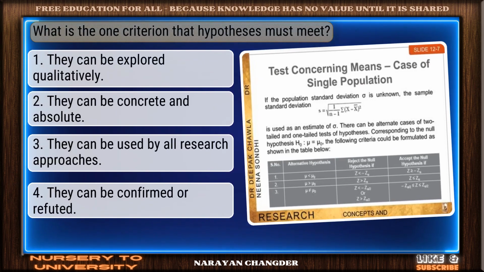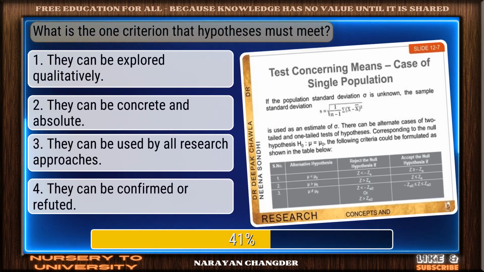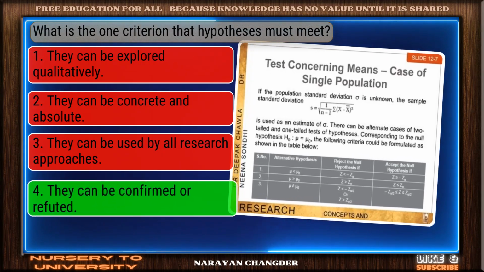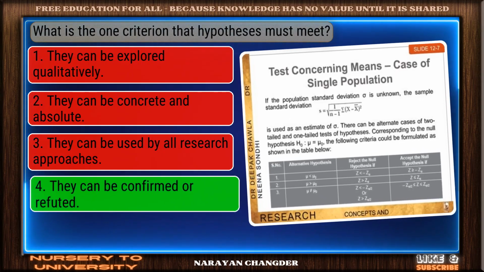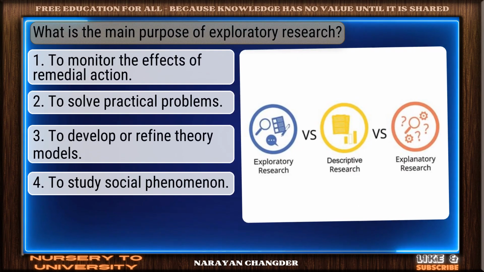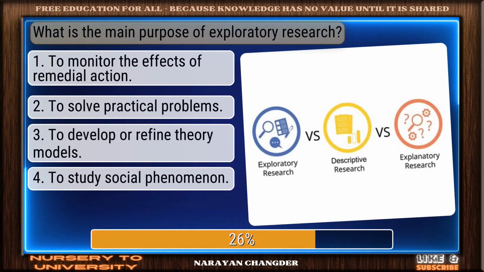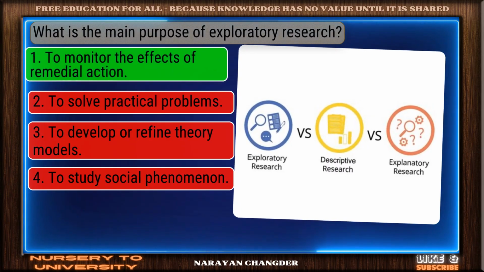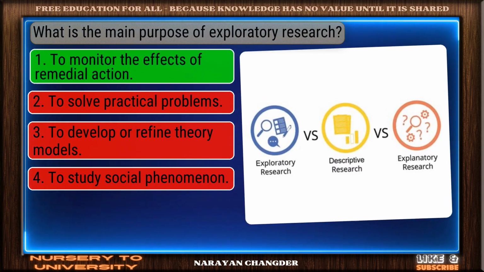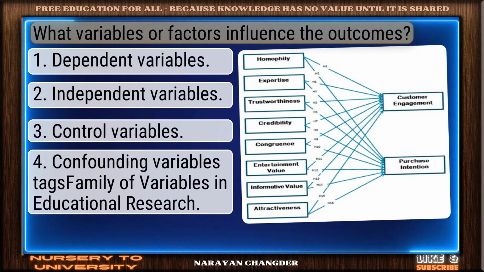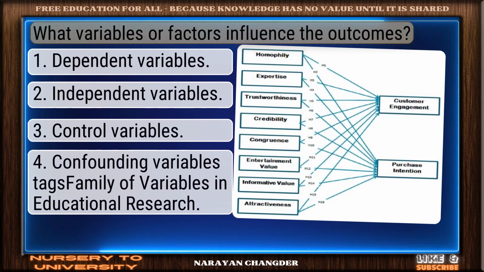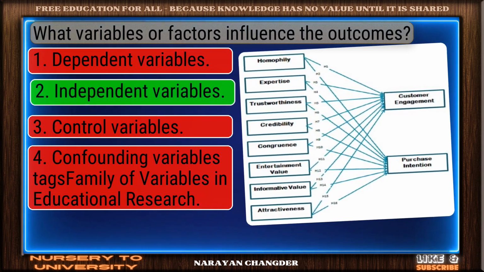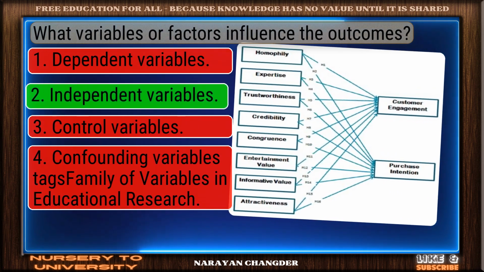What is the one criterion that hypotheses must meet? Nicely done. They can be confirmed or refuted is a solid answer. What is the main purpose of exploratory research? You chose to monitor the effects of remedial action, and it is correct. What variables or factors influence the outcomes? Sharp thinking. Independent variables is the right choice.